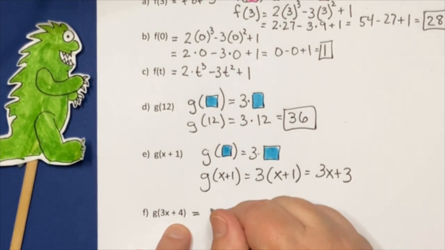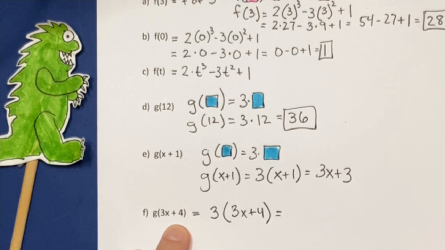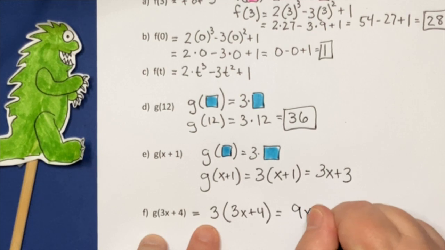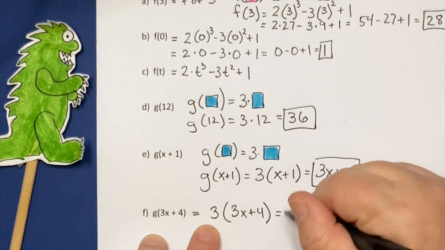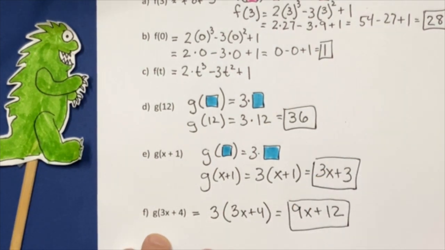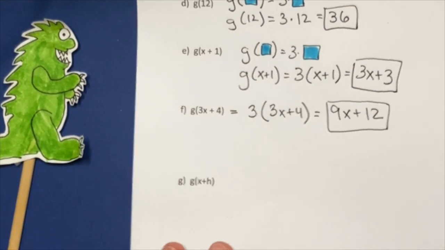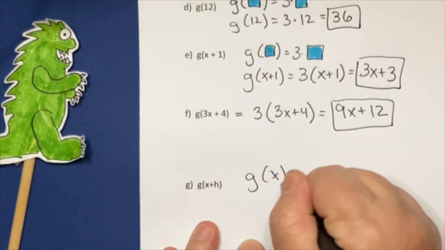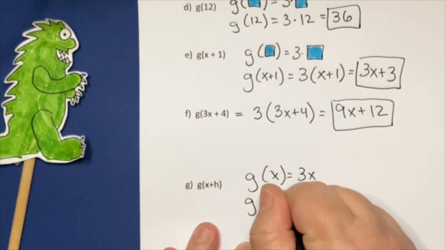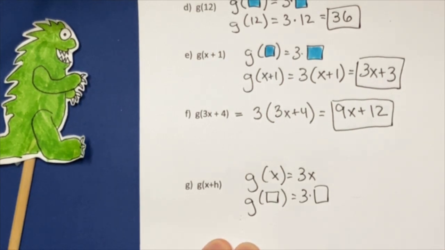Okay, let's try one more. And the last one is going to look funny, but it's going to be very, very familiar after a while. And I'll remind you, g of x equals 3x, which means g of box equals 3 box. And I want to know what is g of x plus h. And you might say to yourself, what is h? What, suddenly there's an h? And the answer is yeah, there's going to be an h, and this is going to be one of the foundations for setting up calculus.